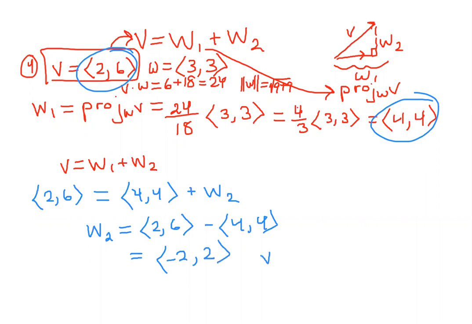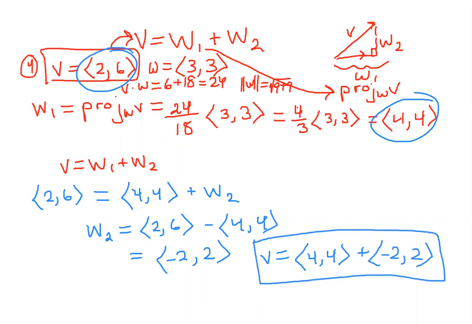So we can rewrite V as 4, 4 plus -2, 2. That is what we're trying to do. Rewrite V as the sum of two orthogonal vectors. These vectors right here are perpendicular. If you find their dot product, you get -8 plus 8, you get a 0. Okay? They are perpendicular to each other. And we've rewritten V as the sum of two perpendicular or orthogonal vectors.